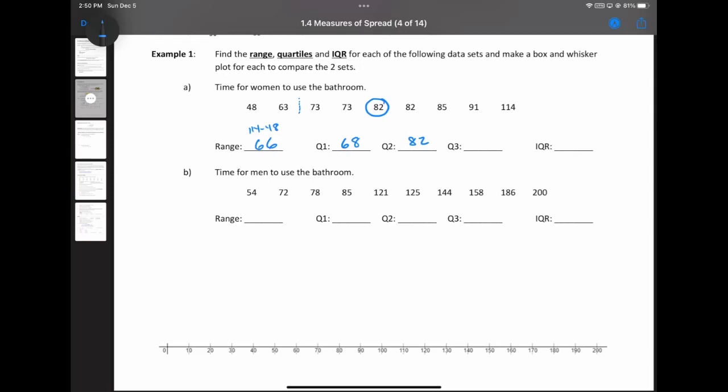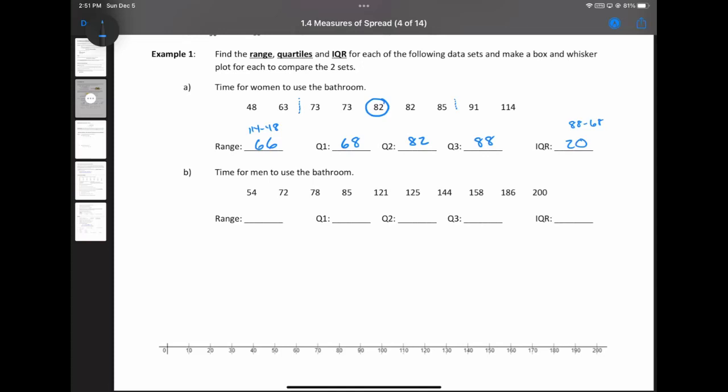Q3, same idea. It's going to be halfway between those two data points. Once we've looked at the halfway point between those, they're 6 apart. I think you'll agree that it's 88. And then our interquartile range will just be 88 minus 68, just like the range, except we're not doing it with the max and min, we're doing it with the third quartile and the first quartile, and we get an interquartile range of 20.